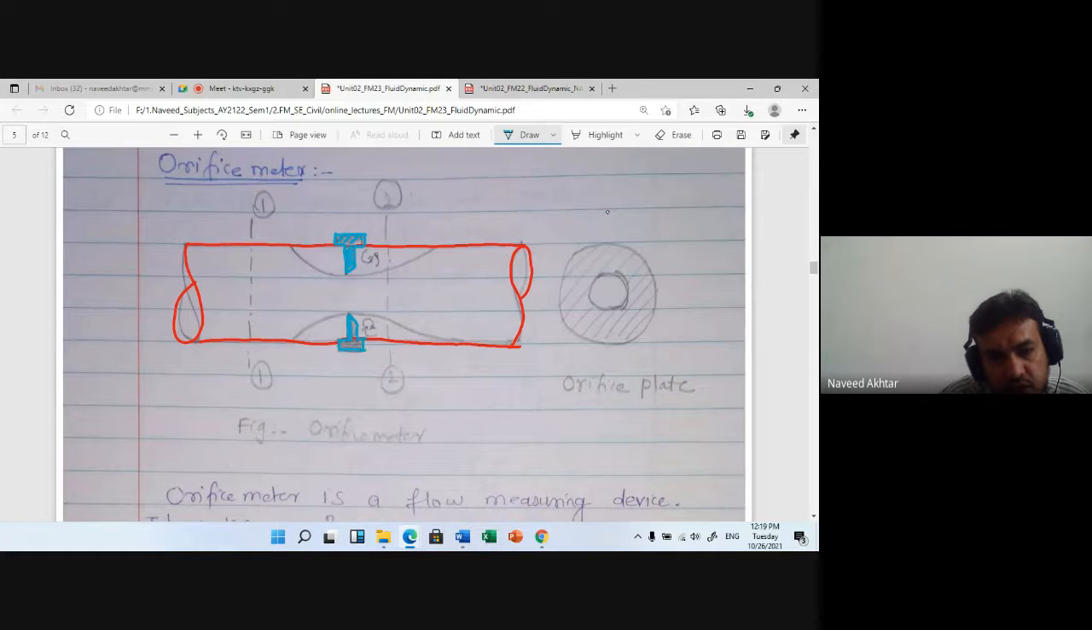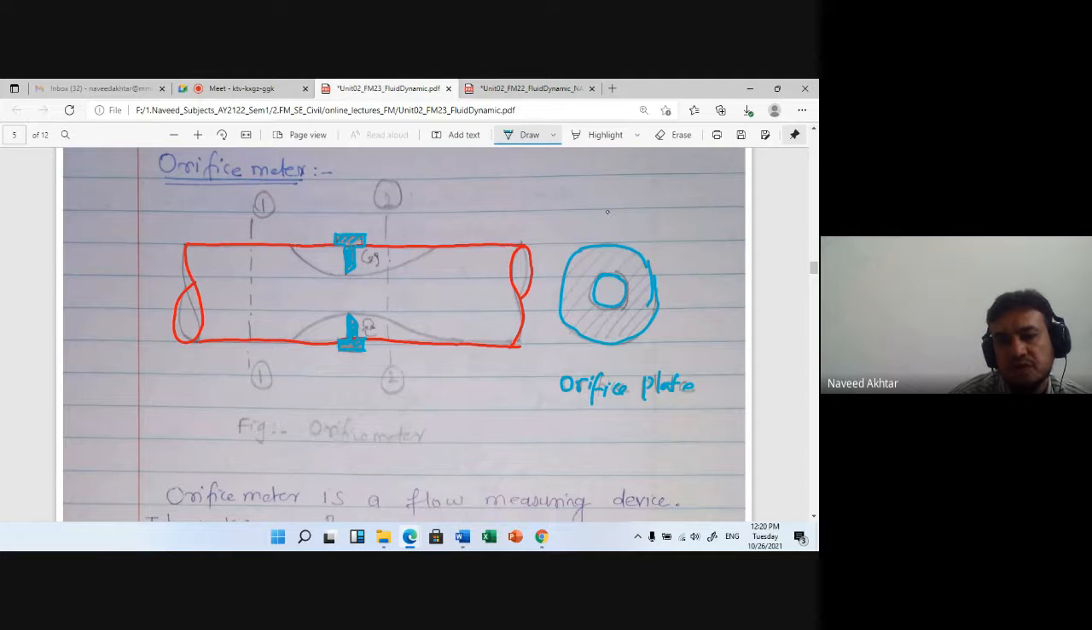So draw this in your notebook. You can see the diameter of the orifice plate is the same as the diameter of the pipe or maybe larger, and there is a small opening in the plate. So this one is the orifice plate.